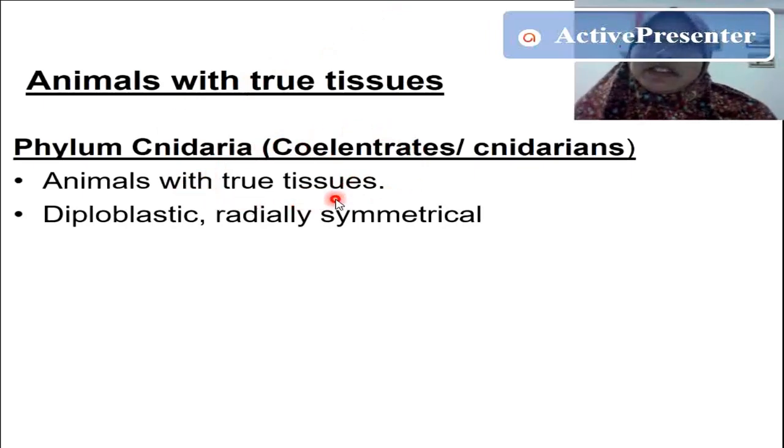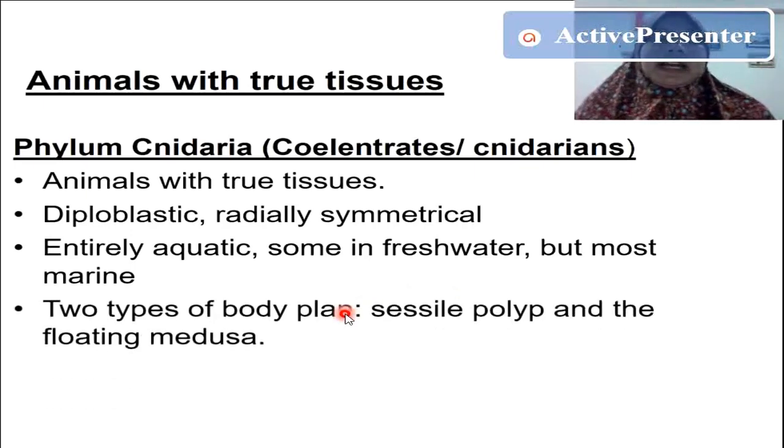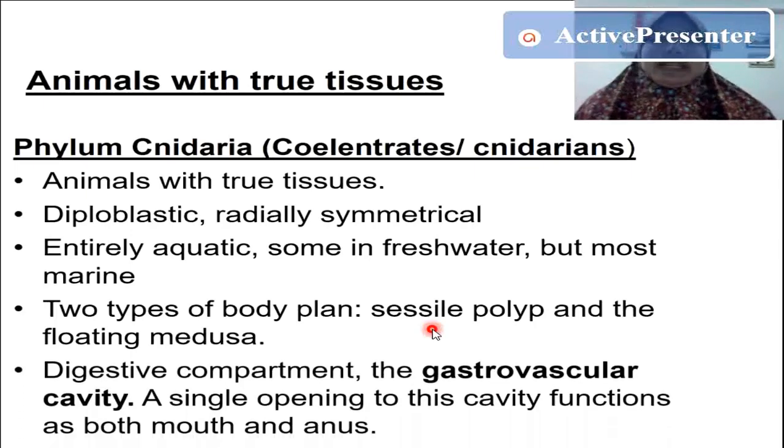And how many layers of tissue? They have two layers of tissue, the ectoderm and the endoderm layer. Basically they have a radial symmetry body shape. They are all aquatic, some living in fresh water, but mostly marine. Cnidarians have two types of body plans: one is the sessile polyp and the second is the floating medusa. How to differentiate them, I will explain a bit later.